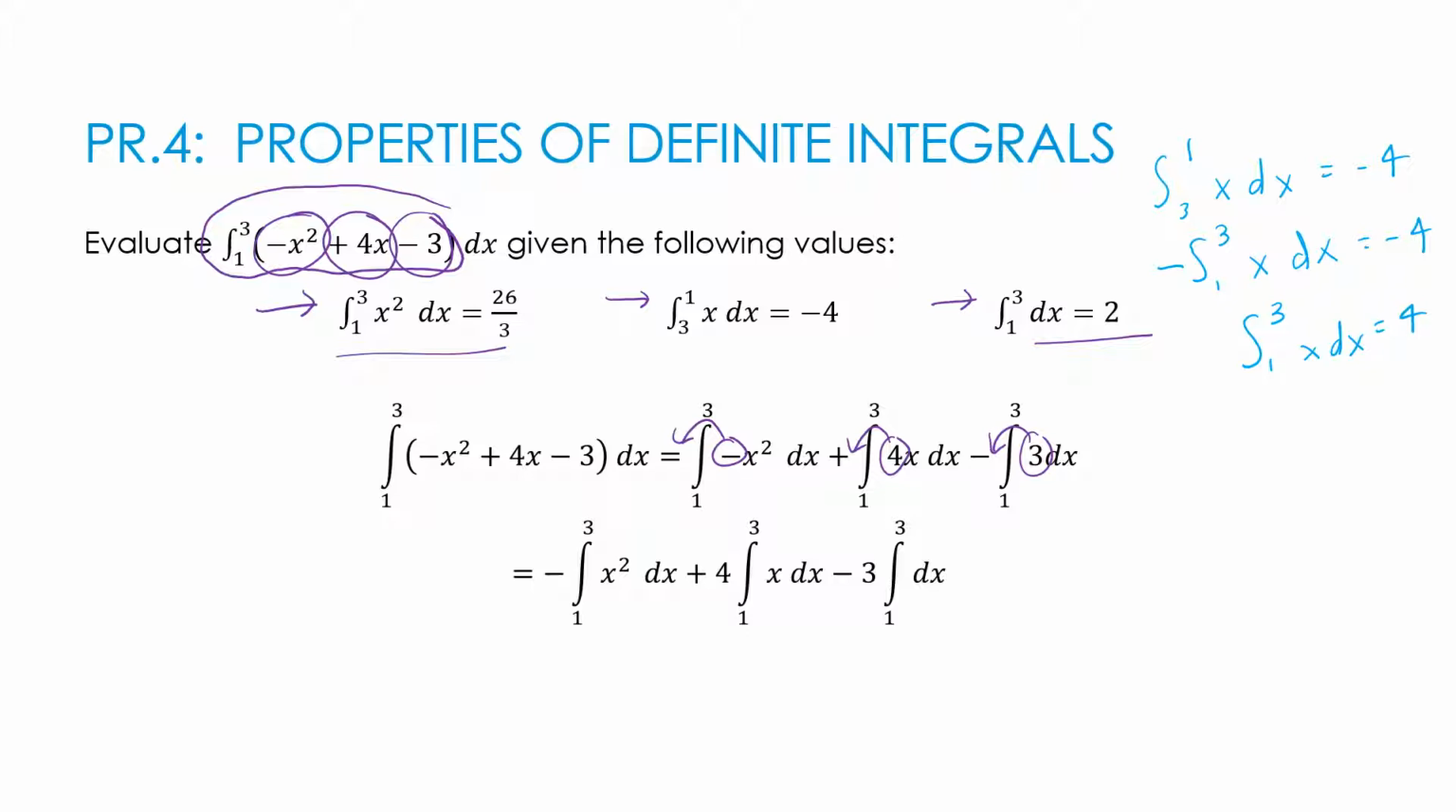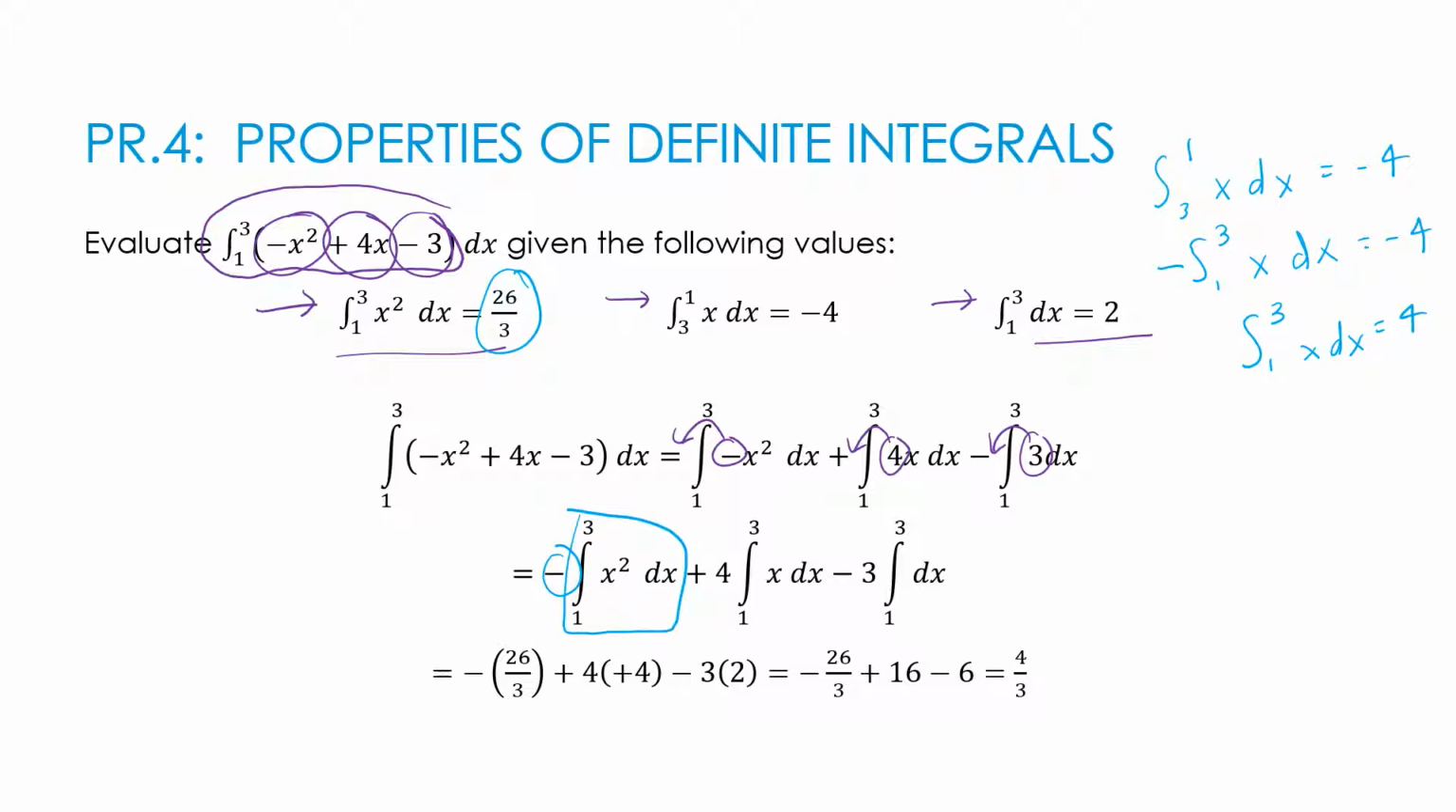So that's what I'm going to do now, is I'm going to plug things in. And so I get a negative and then 26 thirds, because all of this is equal to 26 thirds. And then plus 4 times 4, all of this guy is equal to 4. And then minus 3 times all of this guy is equal to 2. From there, just algebra, you guessed it. So negative 26 thirds plus 16 minus 6 gives me a final answer of 4 thirds.